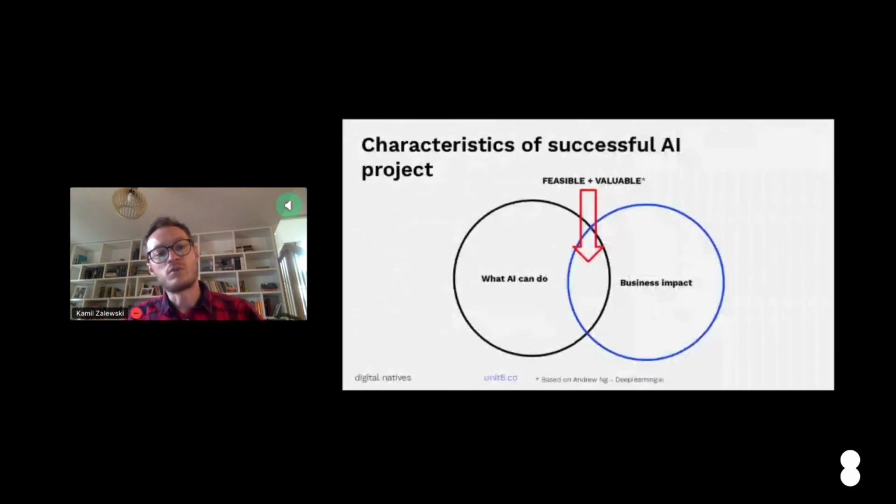And one more characteristic of a successful AI project, and I like to quote Andrew from the DeepLearning.AI Institute here, is that successful AI projects are feasible and valuable at the same time. If you're able to be in that sweet spot at the intersection of both circles, meaning your project can deliver business value and at the same time it's technically feasible, that's where you want to be.